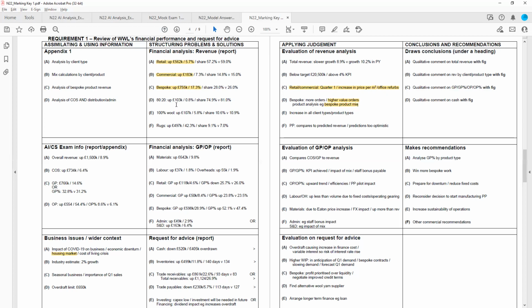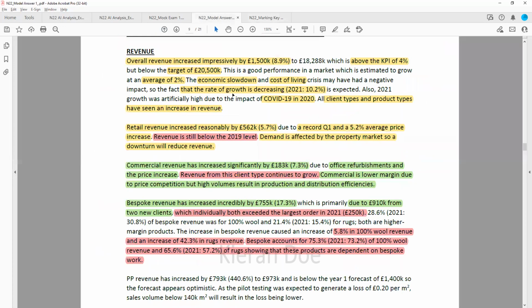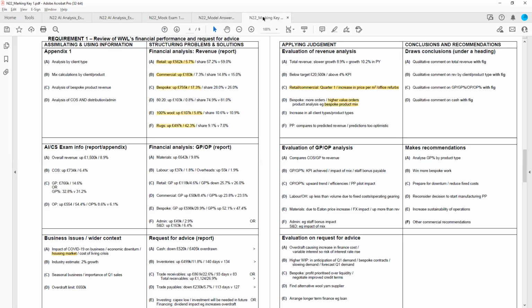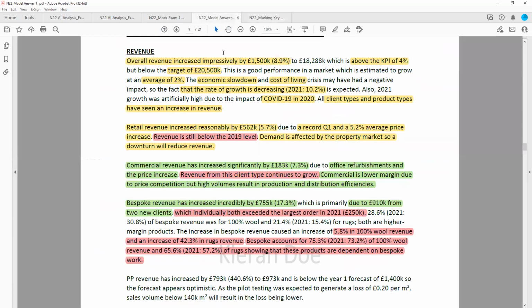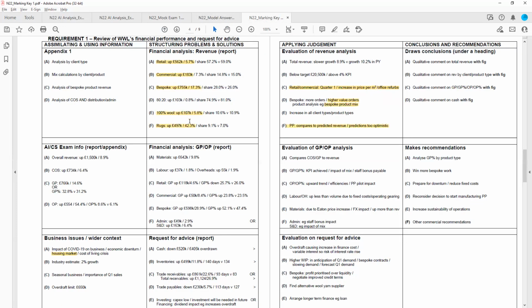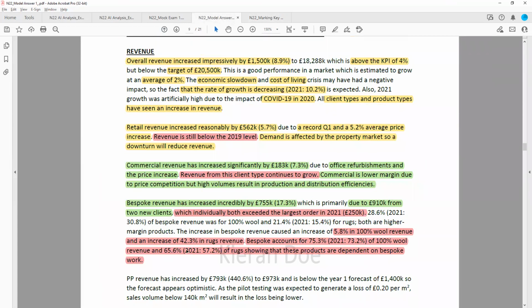And actually, when I did bespoke, I also included the wool numbers in there. So when I did that further analysis, I got the numbers for wool and I got the numbers for rug as well, because I weave that into my analysis here. And then I didn't actually mention 80/20, but we had PP. So I mentioned PP, compared it to the predicted revenue, predictions too optimistic. So the numbers for PP weren't actually on here, but comparing it to the revenue was. So I've picked that point up as well.